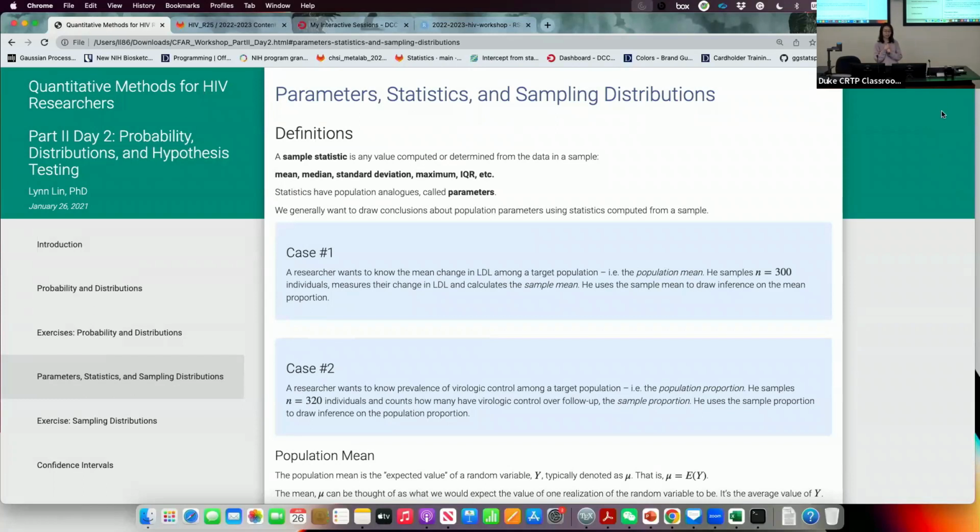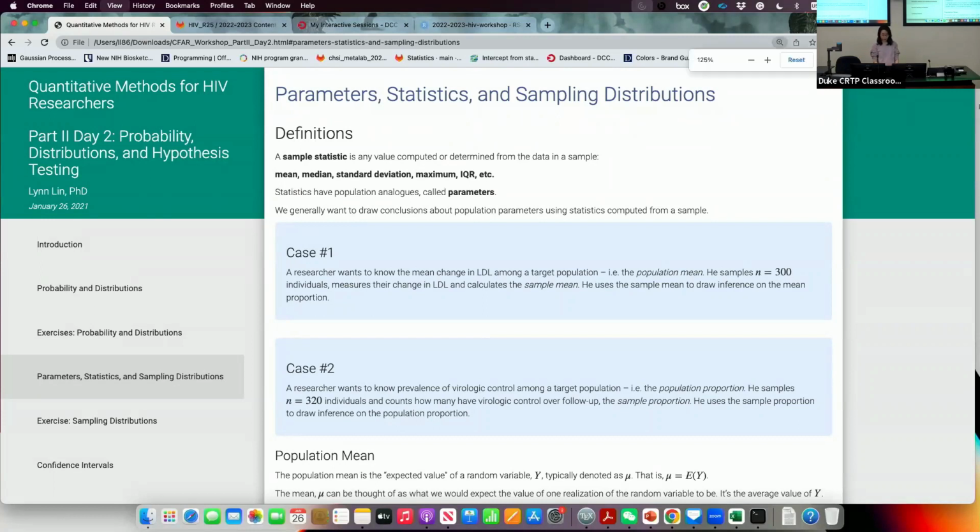Okay, so now let's talk about the second part, which is the parameter, statistic, and sampling distribution. Hopefully this part will naturally connect distributions to statistical inference, so that you can have better ideas about why we use distributions and how we use samples to make inference to the population.